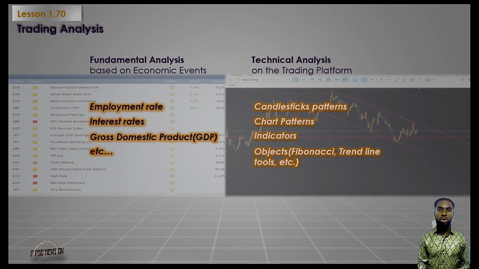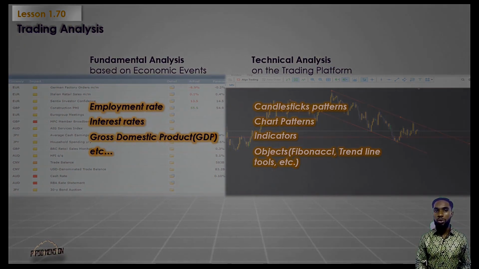Some traders use only one form to develop a trading strategy, but others combine both the fundamental and technical analysis to create a trading strategy. However, the most important thing is to choose and work with a strategy that works best for you.